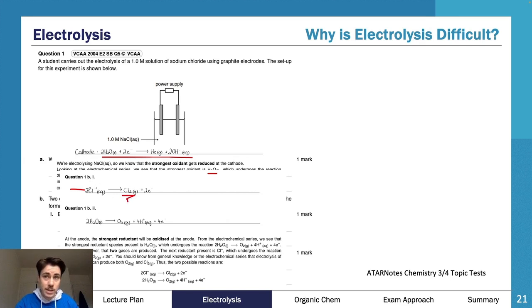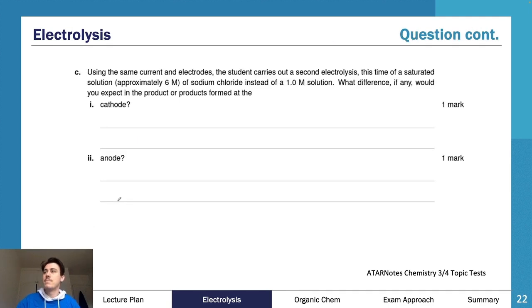So I would put this as my second one, and I would write Cl2 gas will be produced. That is my second thing that I'm writing. Again, I want to put that in the second line. I haven't done it here, but I think it's important to have those two lines. It sort of signals to the examiner, your marker, that you know what you're talking about, you're answering the question. All right, now let's move on to part C.